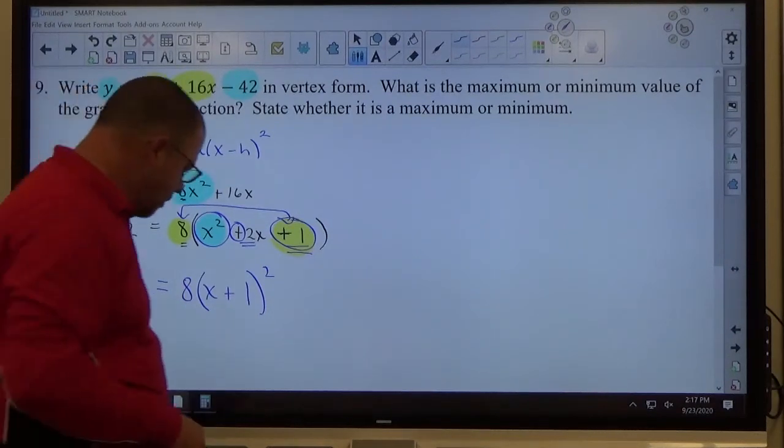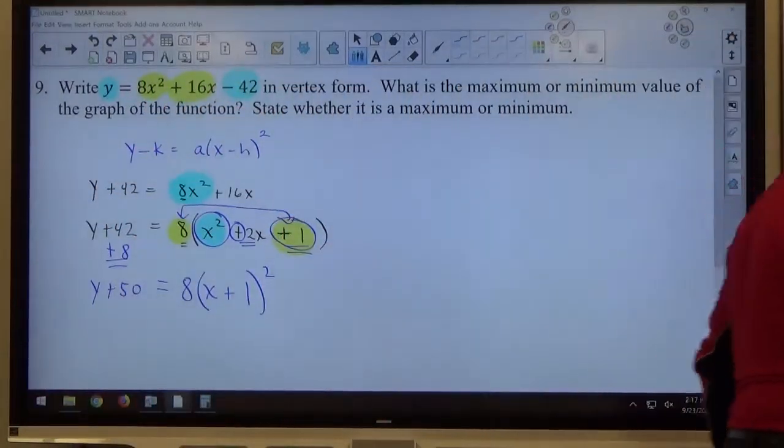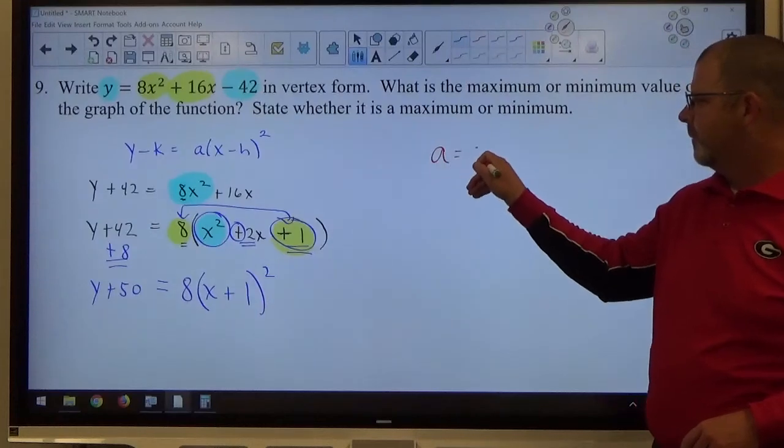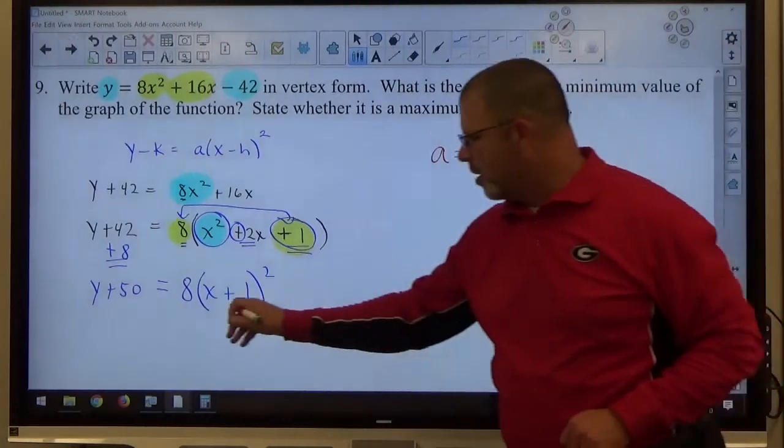Now, the vertex form tells me lots of stuff. First thing it tells me is that A is equal to 8, because that's what this number is.